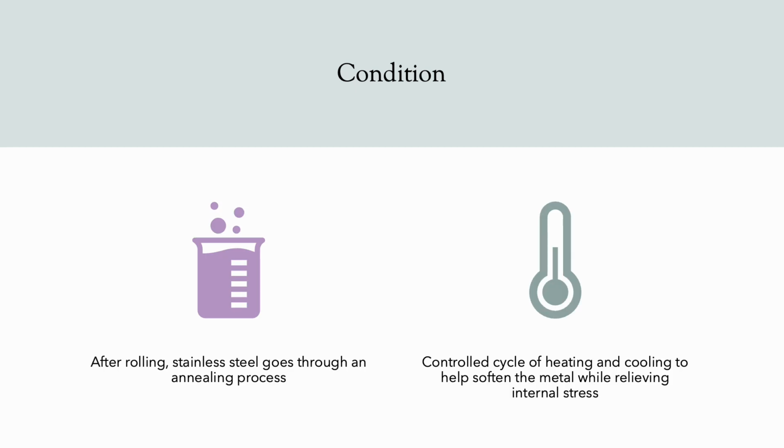Condition. After rolling, stainless steel goes through an annealing process, which is a heat treatment process that involves heating the steel to a specific temperature, holding it there, then slowly cooling it to make it softer, more ductile, and easier to work with. A controlled cycle of heating and cooling to help soften the metal while relieving the internal stress.